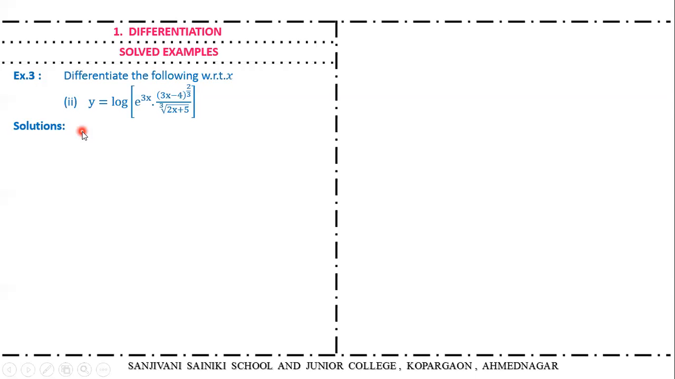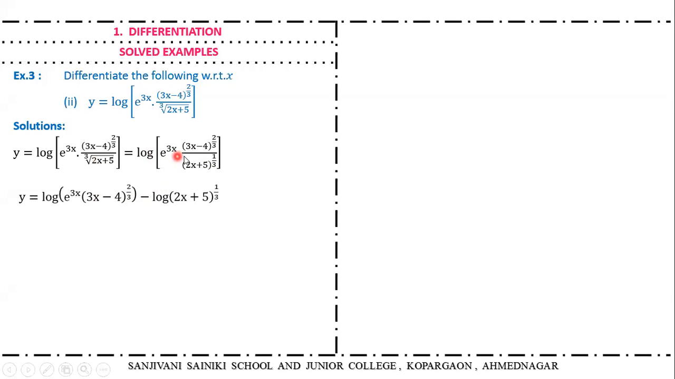The second problem, y is equal to log of, in bracket, e raised to 3x into 3x minus 4 raised to 2 by 3, upon cube root of 2x plus 5. Whenever there is a log outside the complicated function, we will use the properties of the logarithm. Log of something is equal to log of this. Then this cube root can be written as 2x plus 5 raised to 1 upon 3.